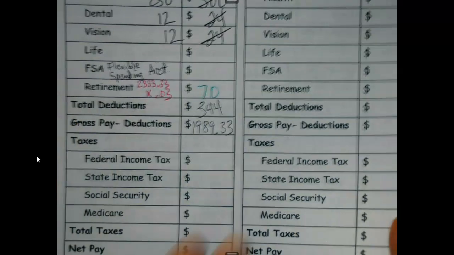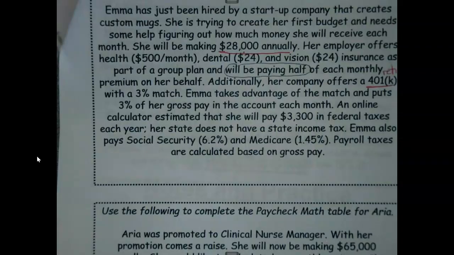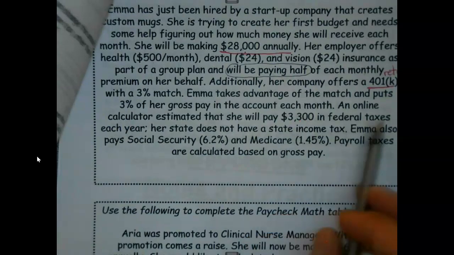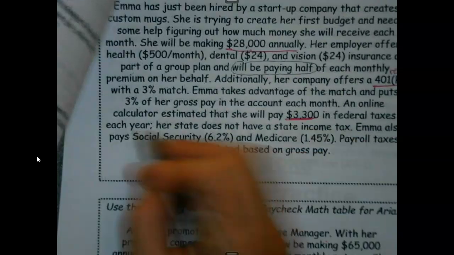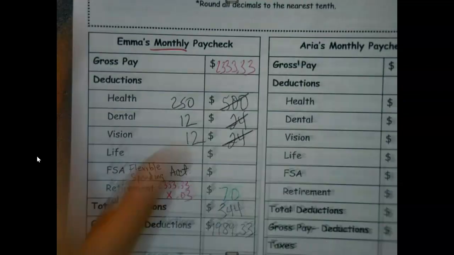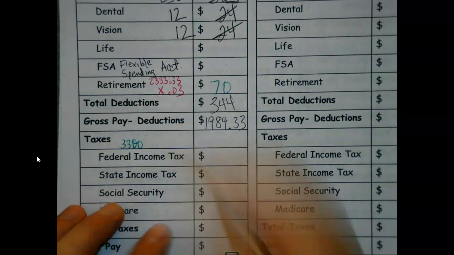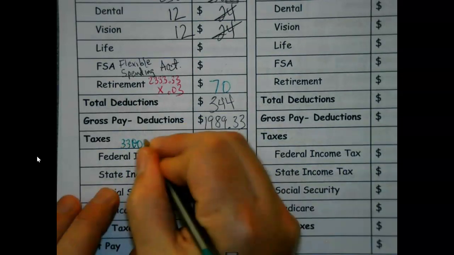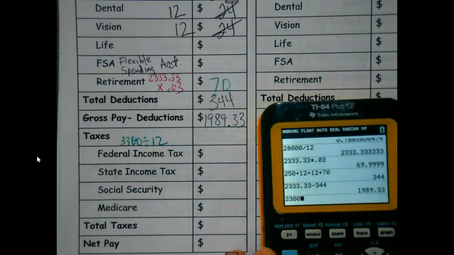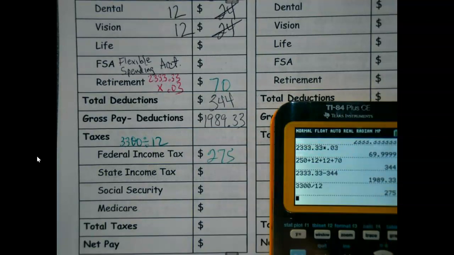So, I come back over here again. Online calculator estimates you will pay $3,300 in federal taxes each year. So the Feds, they're going to get $3,300, not all at once though. We're going to divide that by 12 as well. So the Feds want $275.